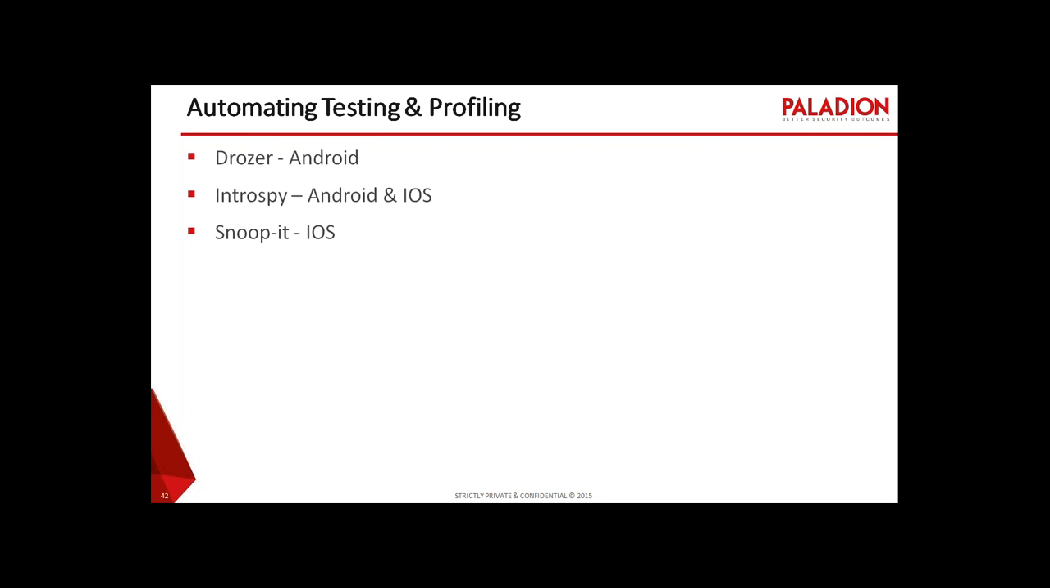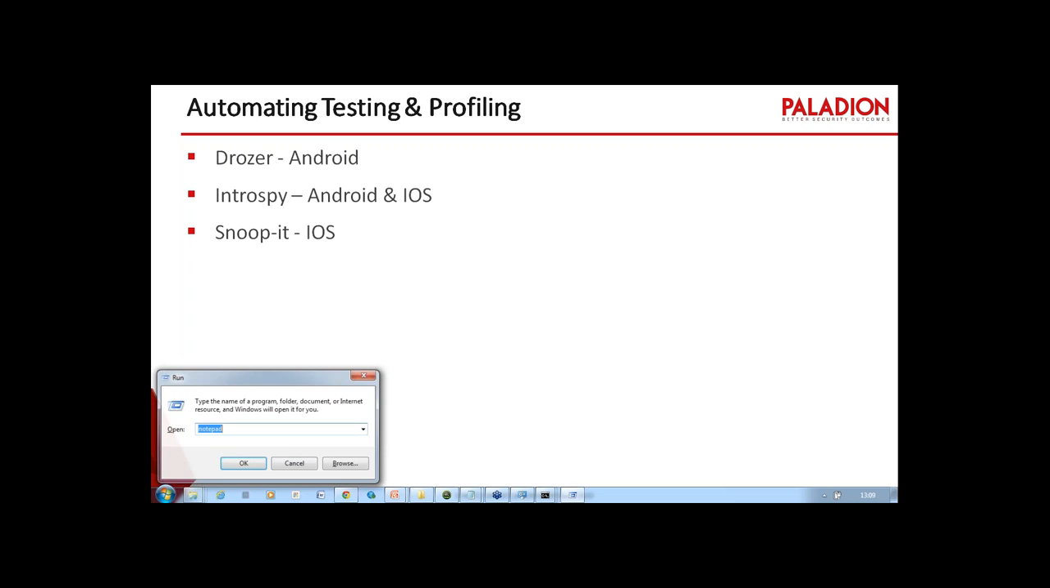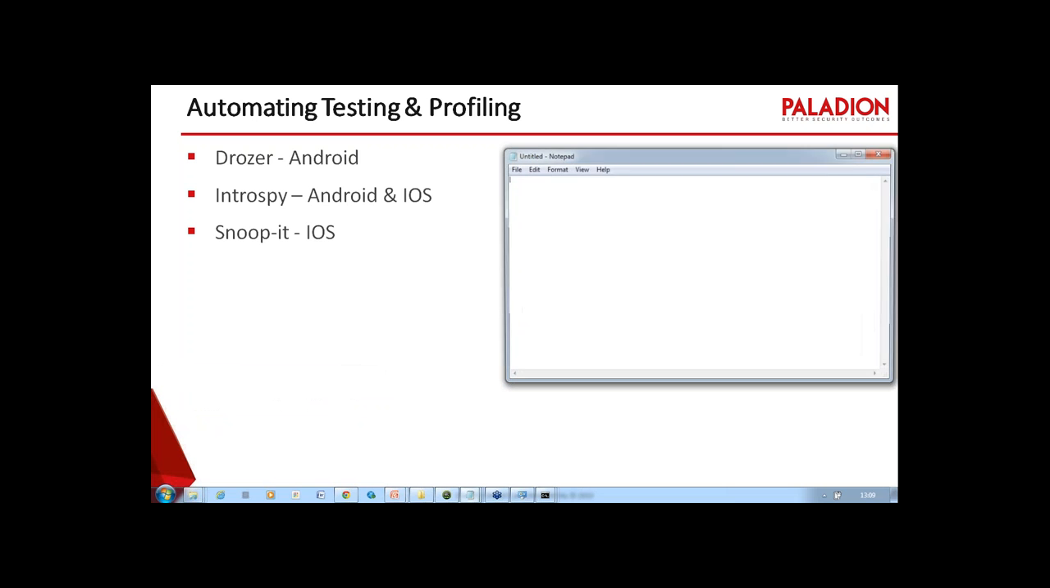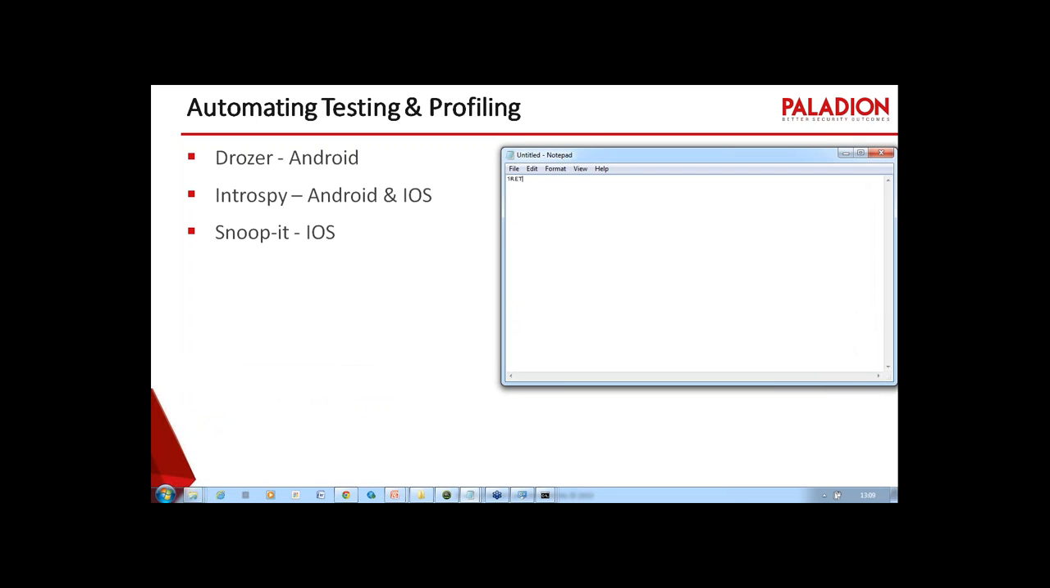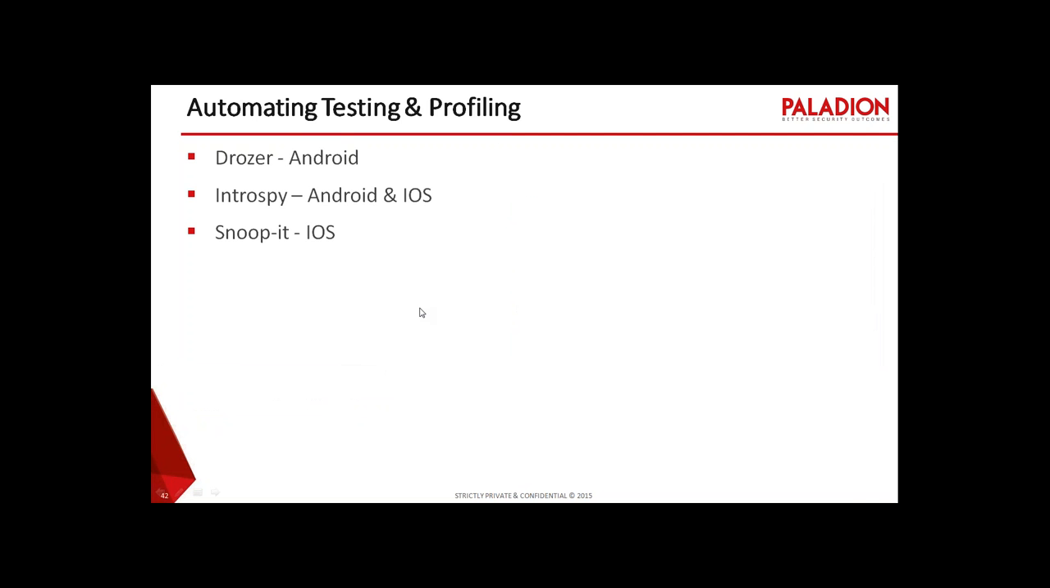Automating testing and profiling. To automate testing to a level, you can use Drozer for Android, and Introspy for security profiling at the code level. Introspy is available for both Android and iOS. Snoop-it is a tool for iOS. Other than these, if you want to reverse engineer an application, there is a toolkit called IRET by Veracode. You can just start the server of the application and reverse engineer the application.